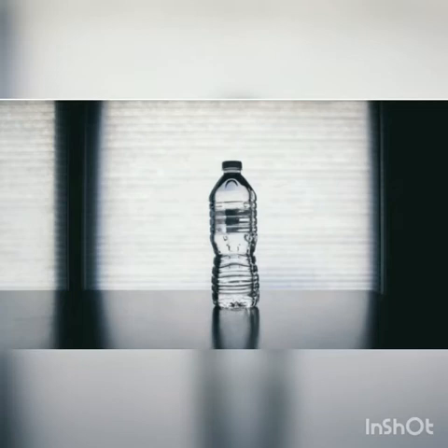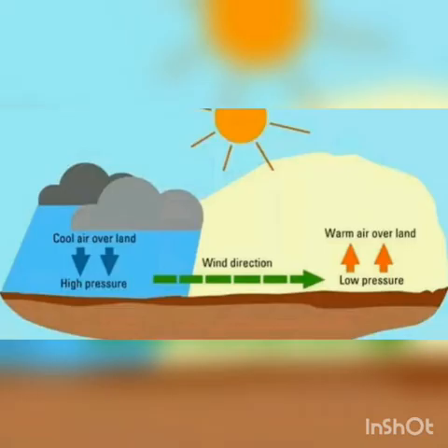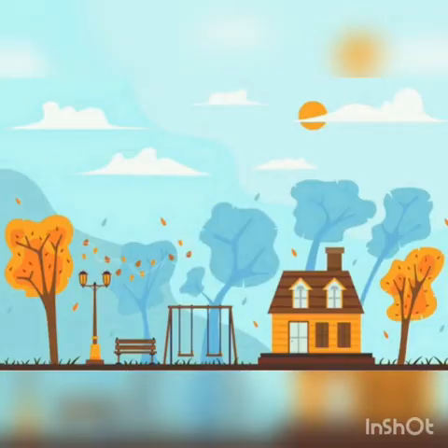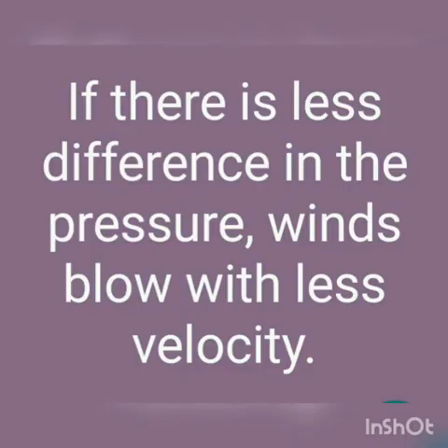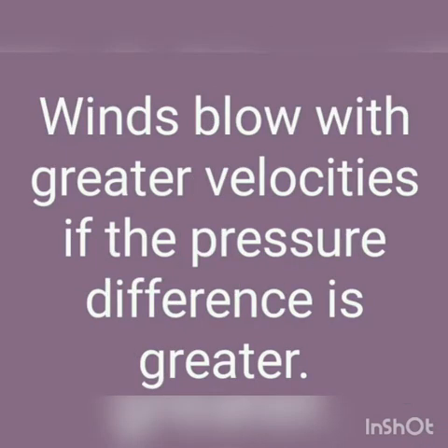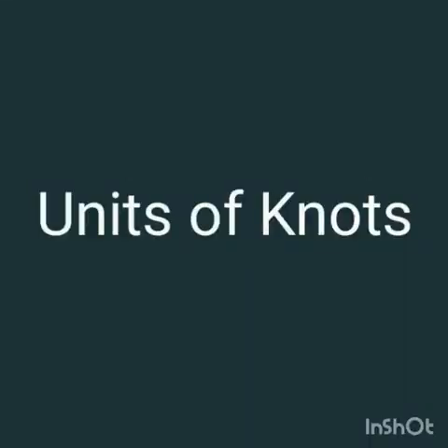We had learned that air pressure is not uniform across the Earth's surface. Air moves from high pressure areas towards low pressure areas in a horizontal manner. Winds are generated due to this movement. The extent of the difference in the air pressure affects the velocity of the wind. If there is less difference in the pressure, winds blow with less velocity. Winds blow with greater velocities if the pressure difference is greater.